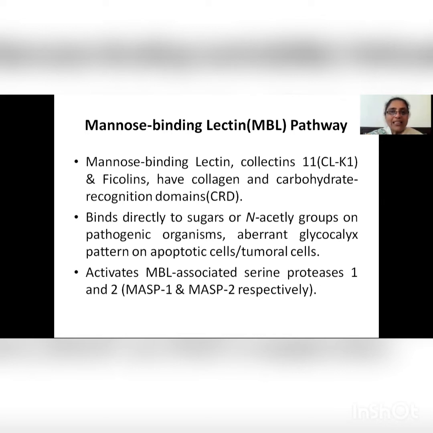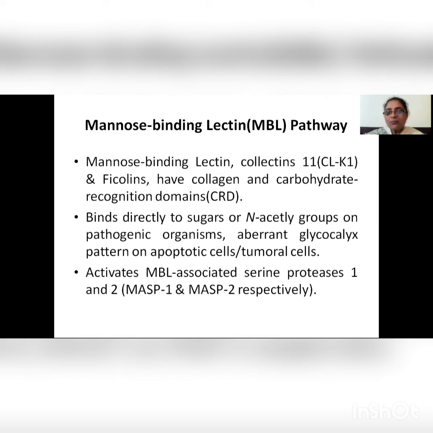This mannose binding lectin is a family of collectins, collectin 11 and even serum ficolins. This is present in serum. All these are synthesized in the liver, present in serum, and they have collagen and carbohydrate recognition domains.